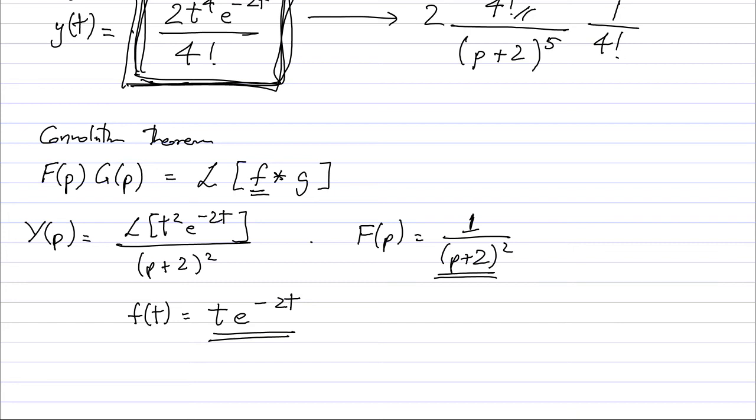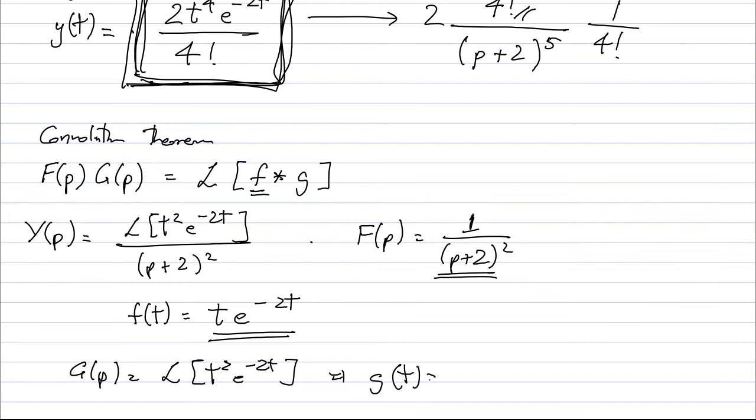The other thing is that capital G of p is of course the Laplace transform of t square e raised to power minus 2t. This immediately implies that g of t is simply t square e raised to power minus 2t.